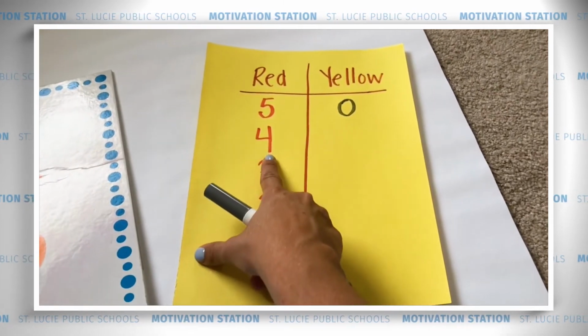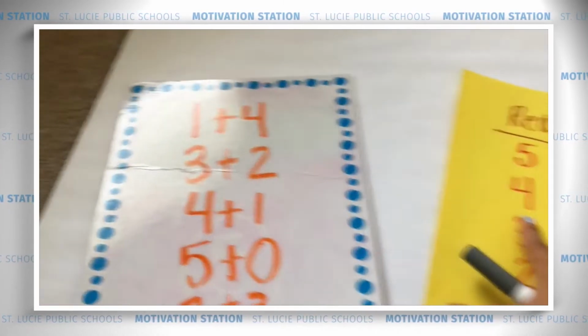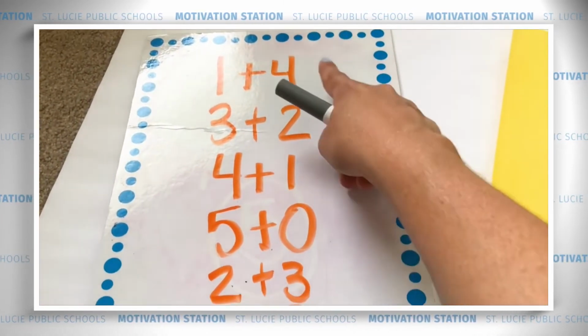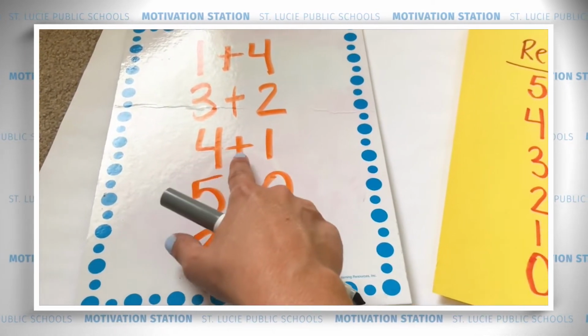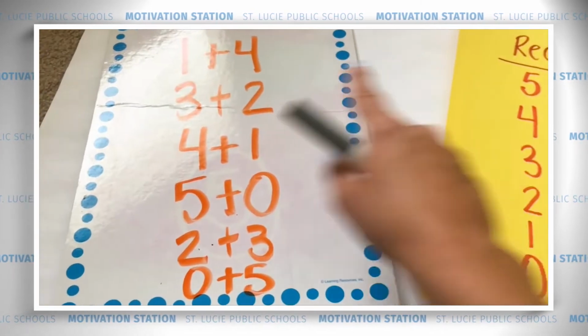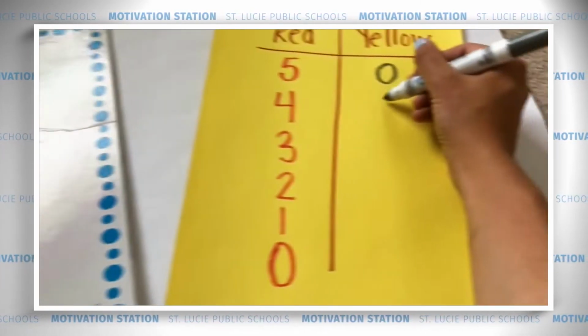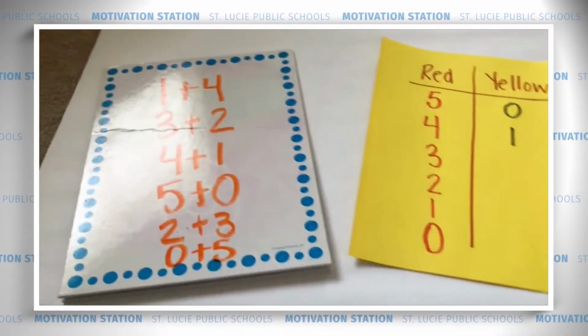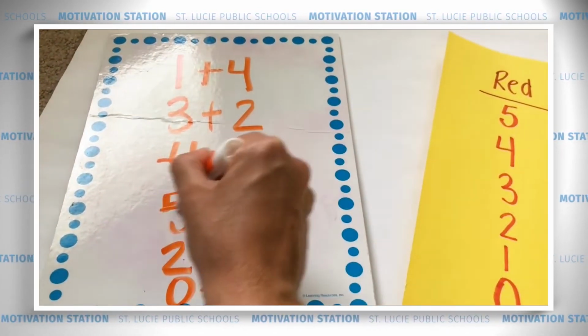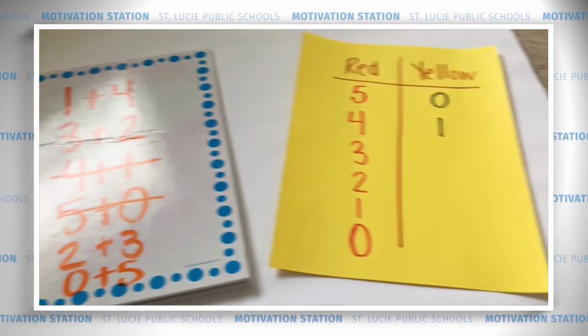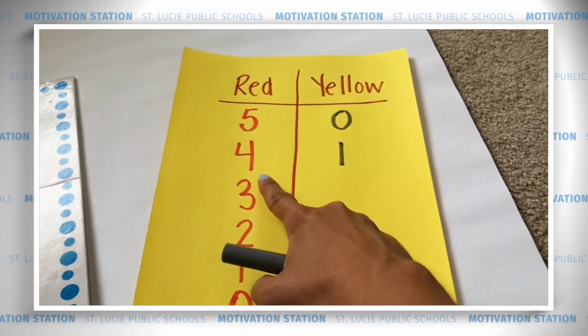Here's 4 red. Okay. Oh, here it is right here. 4 plus 1. So if I have 4 reds, then I'm going to have 1 yellow. You know what I'm going to do to make sure that we don't have any duplicates? I'm going to cross these out. So we did that one and we did that one. Okay, great. So we have 4 red and 1 yellow.